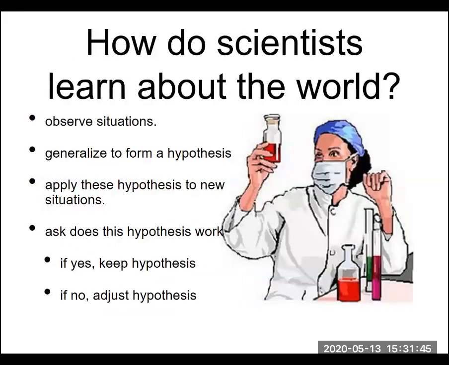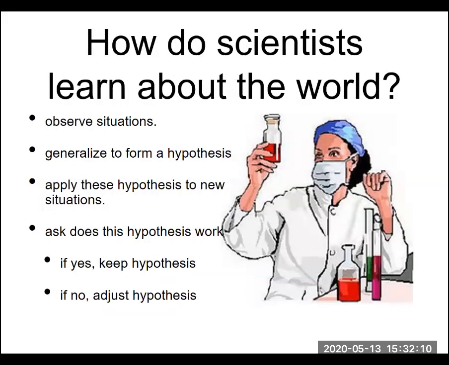So then we jump forward 20 years or so and ask, how do scientists learn about the world? What do scientists do? They're going to observe situations, make an observation of some type of phenomenon, and they say, okay, this is interesting. I wonder why this occurred, or I wonder what caused this to occur. And they're going to generalize to form a hypothesis. They're going to come up with an explanation.